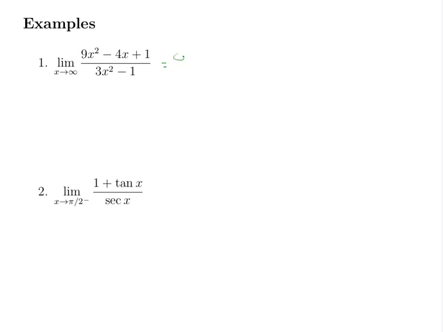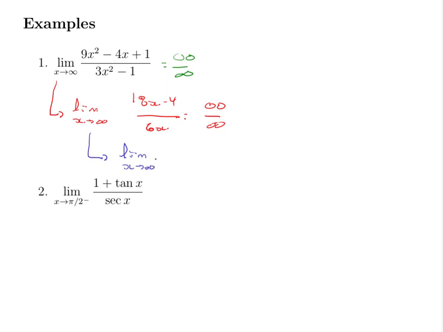So if we put infinity in here, sure enough, we get infinity over infinity. So if we want to check it using L'Hopital's rule, we're going to look at the limit as x approaches infinity of 18x minus 4 over 6x. This one, again, would be infinity over infinity. So we'll do another step of L'Hopital's rule, and we'll take a derivative again of the top and the bottom. And now we just have 18 over 6, which is 3. Just like we knew it was, because 9x squared over 3x squared is just 3. So everything works out pretty easily there.